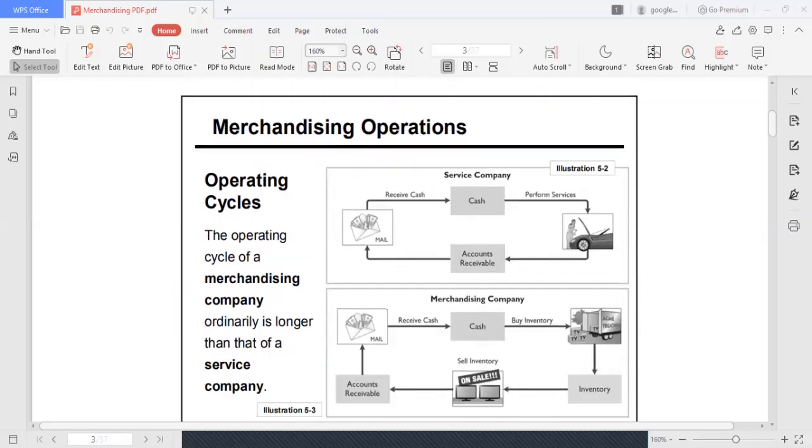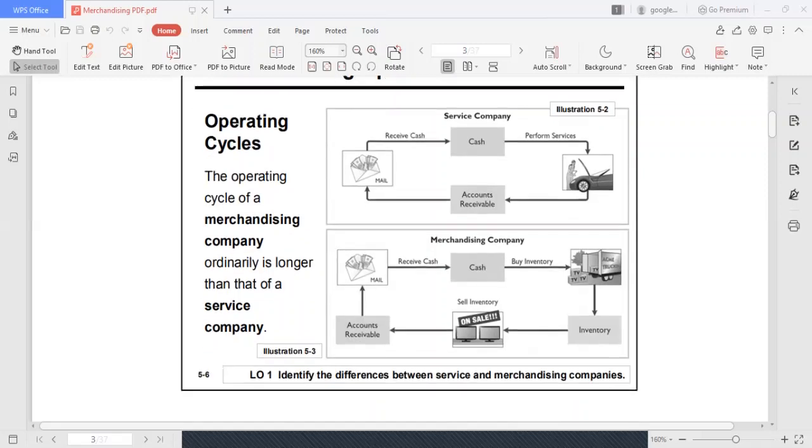In terms of operating cycle, the operating cycle of a merchandising company is longer than that of a service company. Why? Because under the merchandising company, your cash will be used in order to buy inventory. This inventory can be sold on cash or sold on credit. If it is sold on credit, it will go to the accounts receivable account title. Once collected, it will go back to your cash. So the main difference between a service and a merchandising company in terms of its operating cycle is the existence of the inventory account.